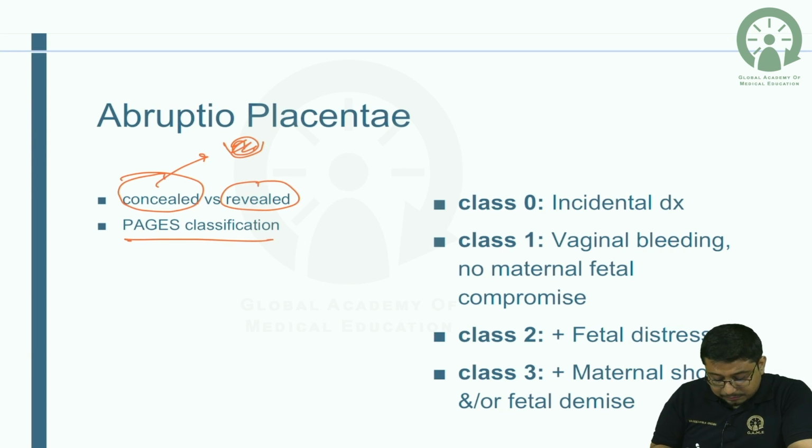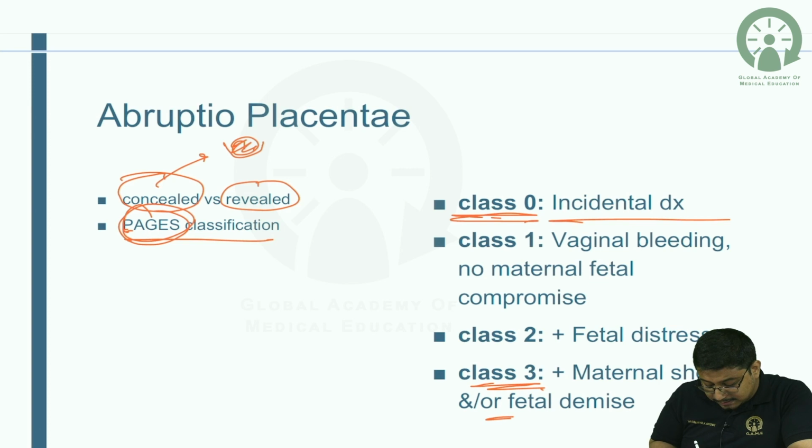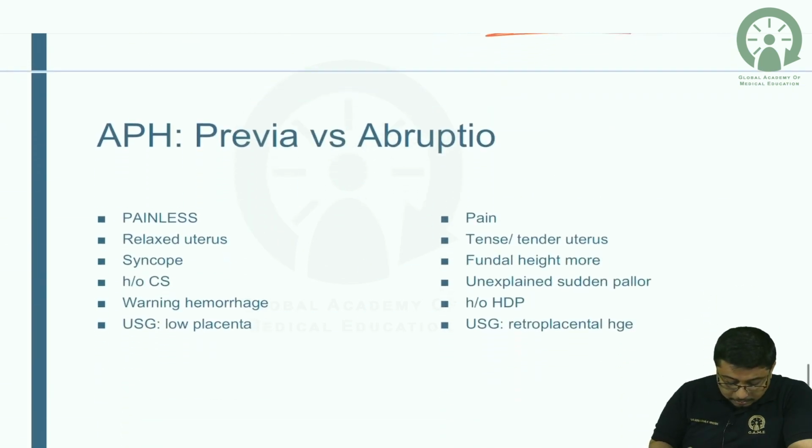So Page's classification, the name is important, the classification as such is not important. In Page's classification, class 0 is incidental diagnosis and class 3 is either a fetal demise or maternal shock.